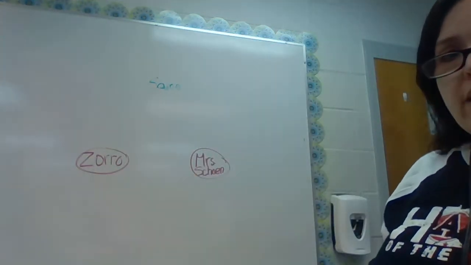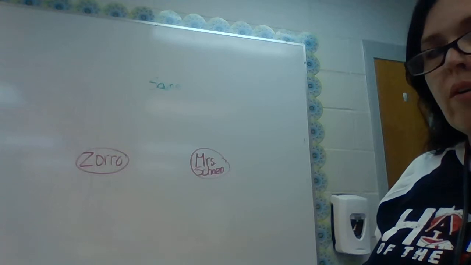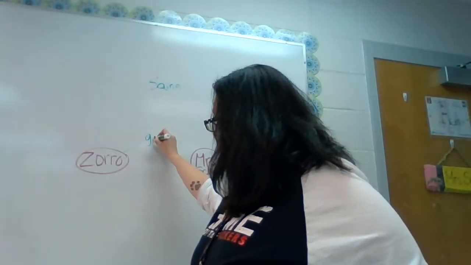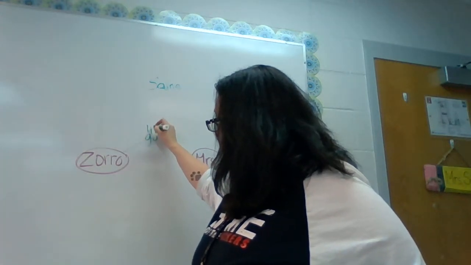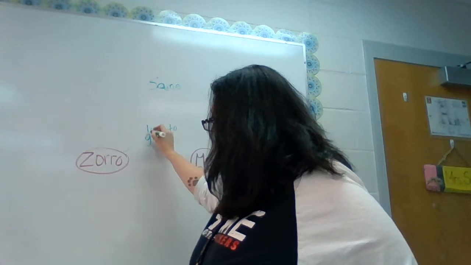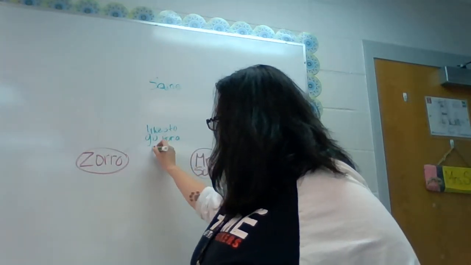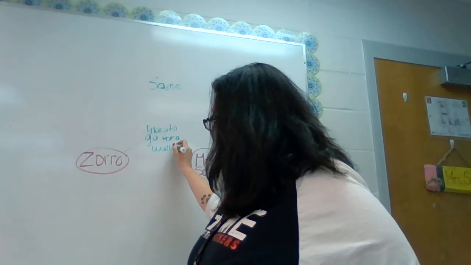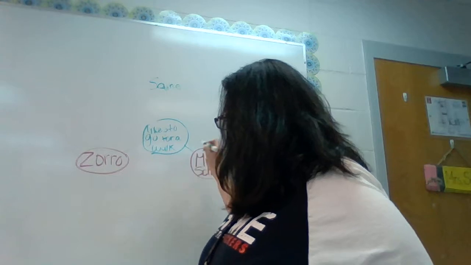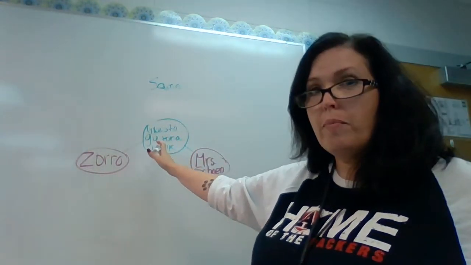Okay, so some ways that I am like Zorro. Okay, so I like to go for a walk. So I'm going to write likes to go for a walk. That's something that I like to do, and that was something that Zorro liked to do. We both like to do that. So that's something that's the same, so that's going to go in the middle.